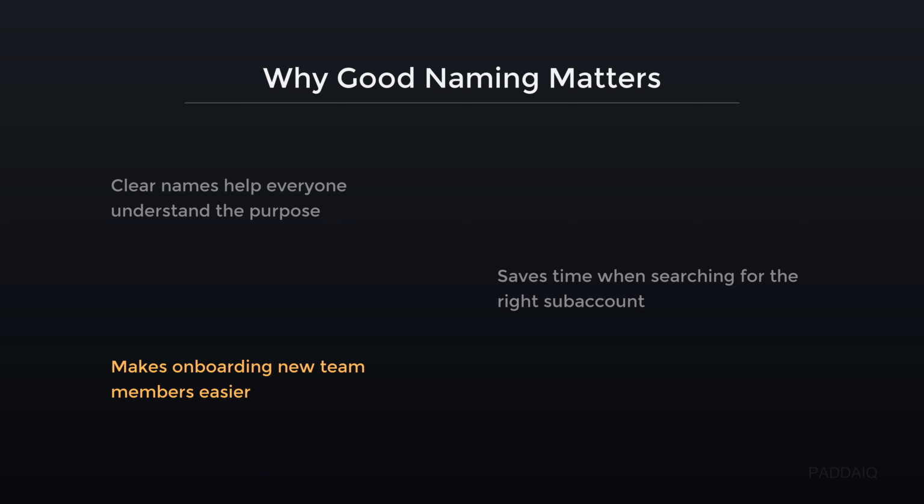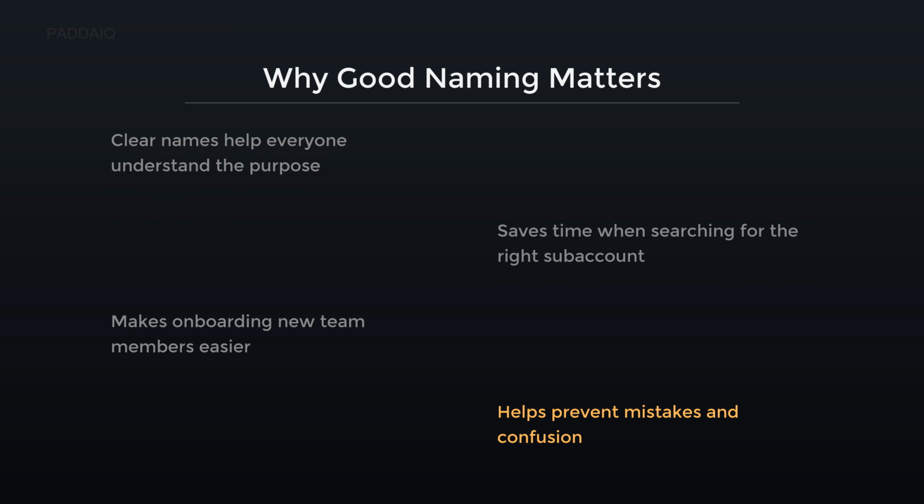Makes onboarding new team members easier. Clear names act like a map, so newcomers quickly grasp what each component does without constant help. For example, calling a service customer_data_retrieval instead of service_01 tells them its purpose instantly. This clarity accelerates their integration and productivity from day one.